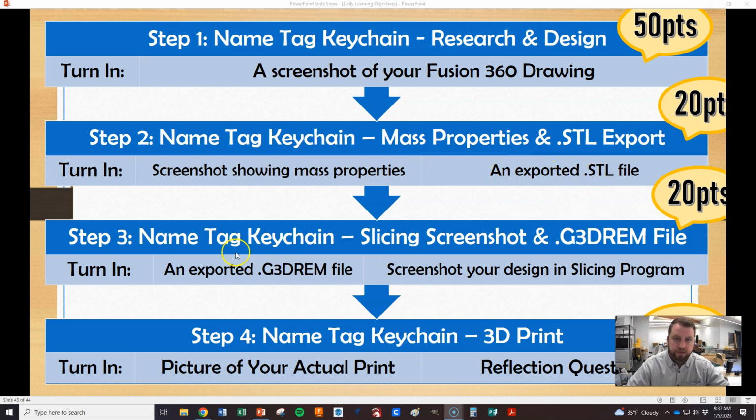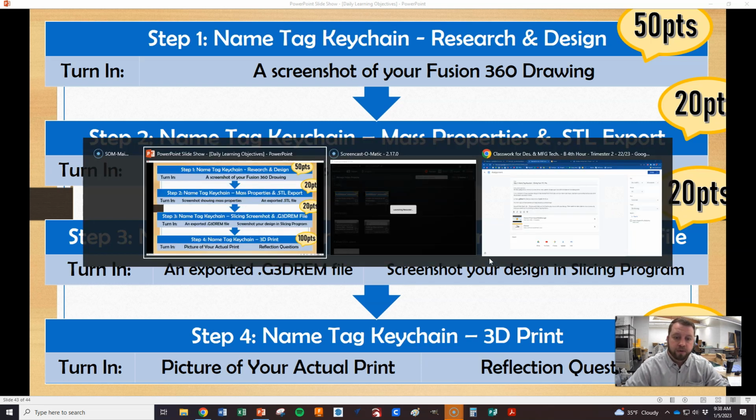The next thing we're going to do is use that STL file from step 2 and slice it up in this thing called the Dremel print cloud, and then save a .G3DRE file, okay? That's basically a G-code file specific to Dremel, okay? And I'm going to walk you through how to do all that.